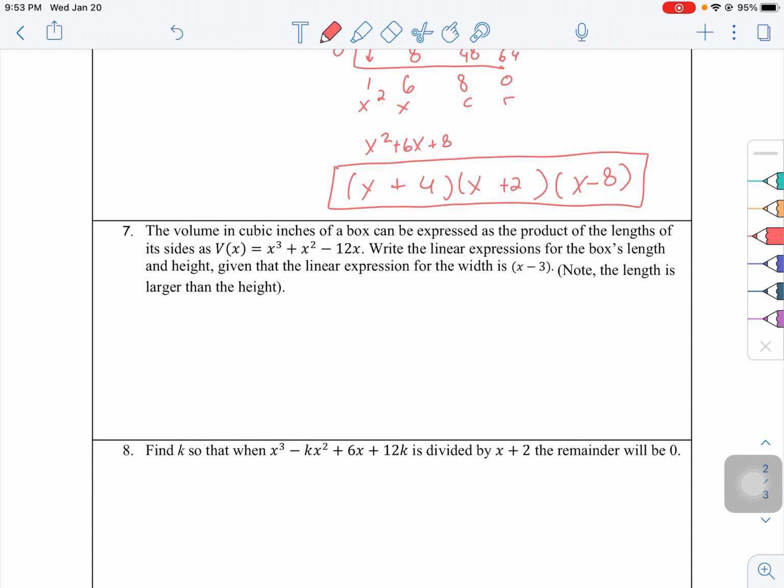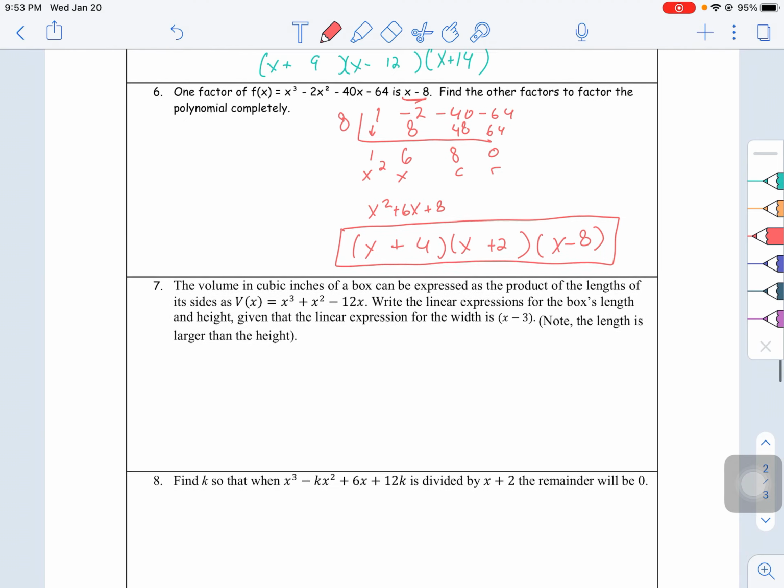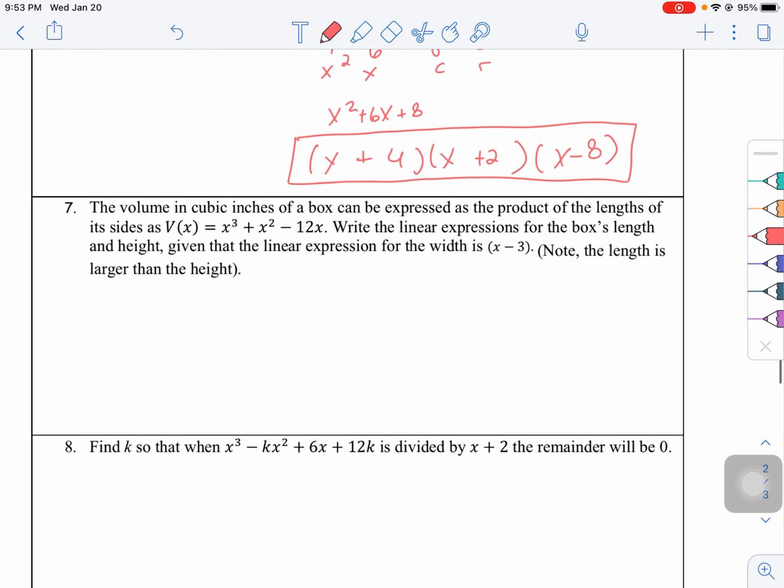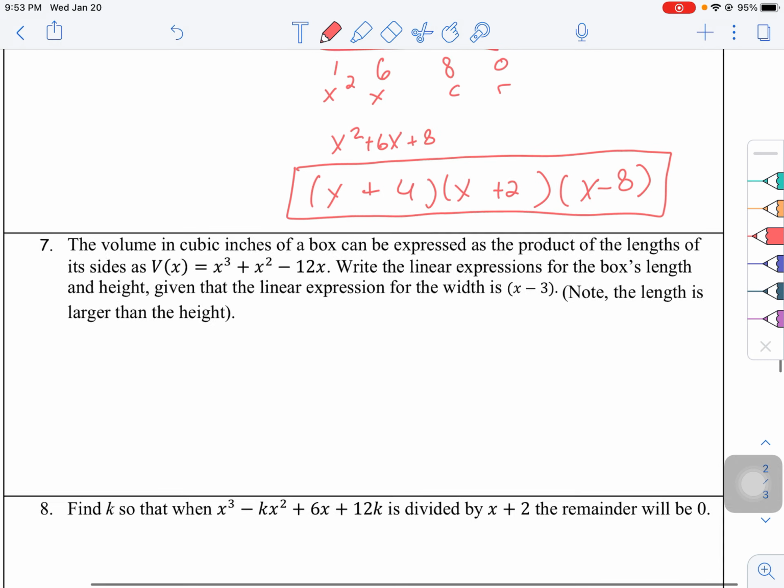Okay, number 7. It says the volume in cubic inches of a box can be expressed as the product of the lengths of its sides. That's our equation: the volume of x is equal to x cubed plus x squared minus 12x. It says write the linear expression for the box's length and height, given that the linear expression for the width is x minus 3. Note, the length is larger than the height.